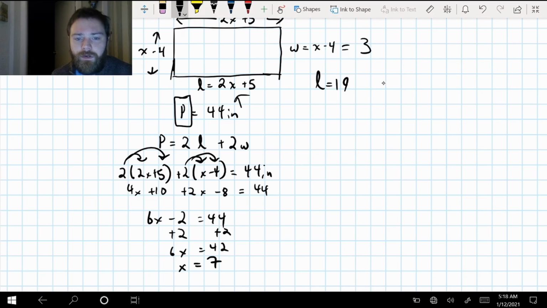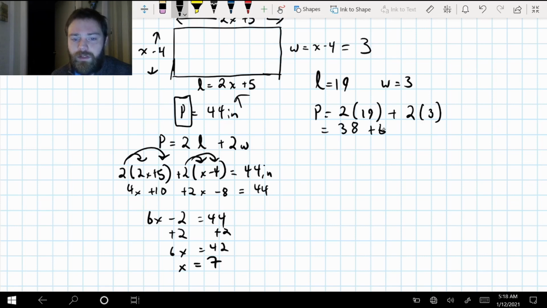Okay, so width is 3. And so I can check my work here. My perimeter is twice the length, which is 19, plus twice the width, and it should come out to be 44. So 2 times 19 is 38, plus 2 times 3 is 6, which is indeed 44 inches, okay? So don't forget your units.